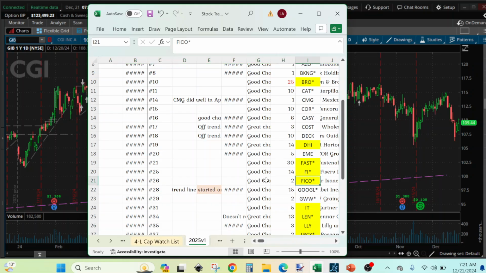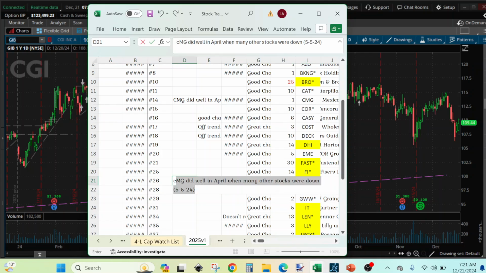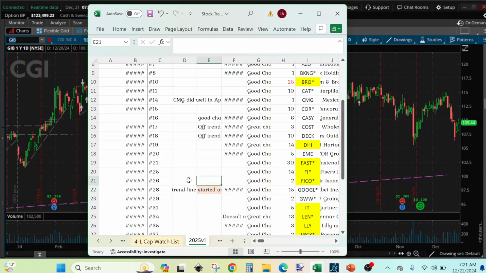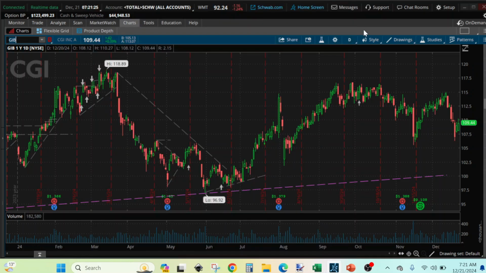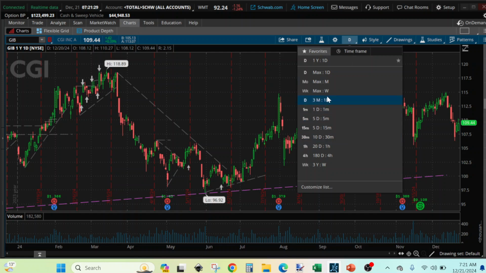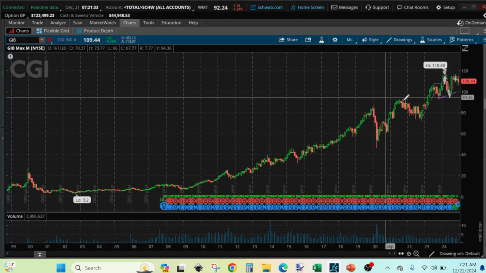So FICO made it. That's good. So let me add clean trend line there for it, but this one didn't make it there. That's good, because again, I don't know what criteria I used to discredit it, but let's go to maximum monthly, which is what we use.